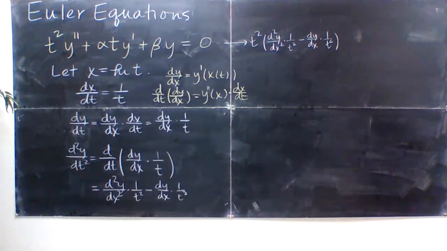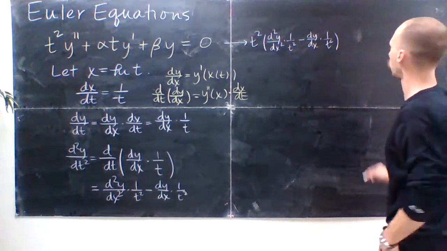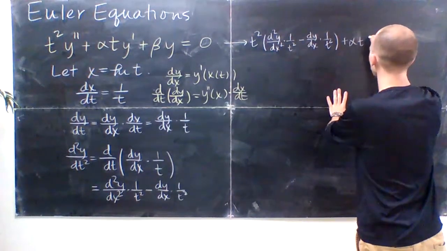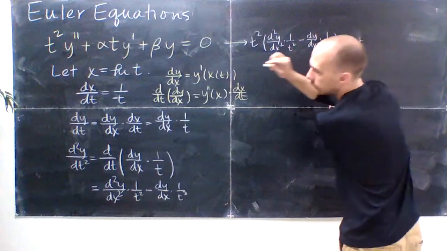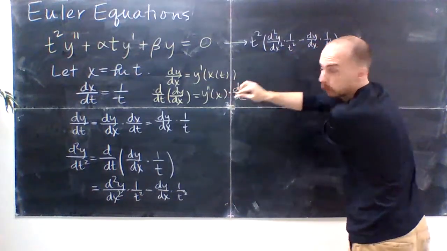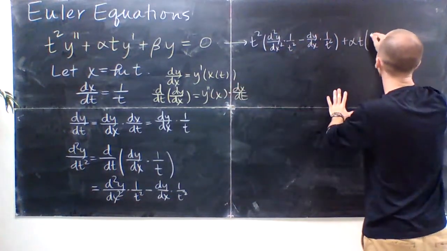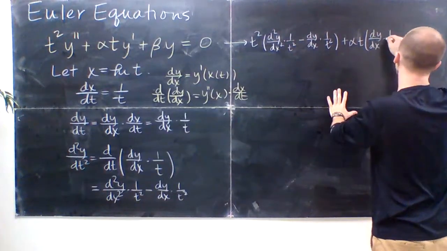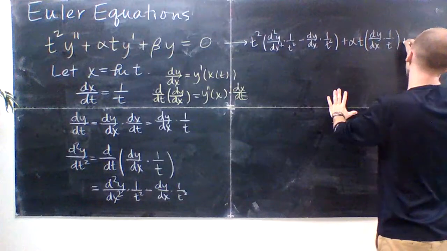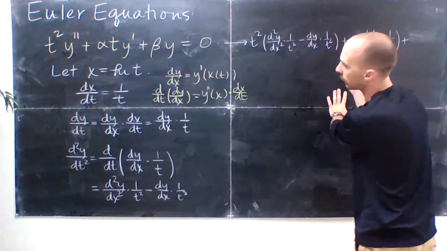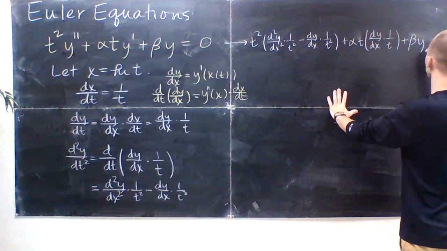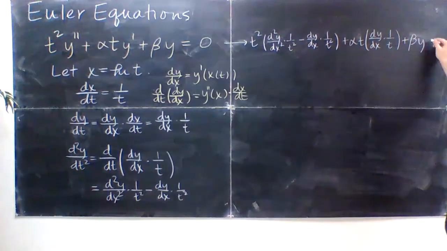Is it plus alpha t times y prime, and y prime was dy dx times 1 over t. Plus beta times y, well, that's just going to become y of x after the transform. And that's equal to 0.